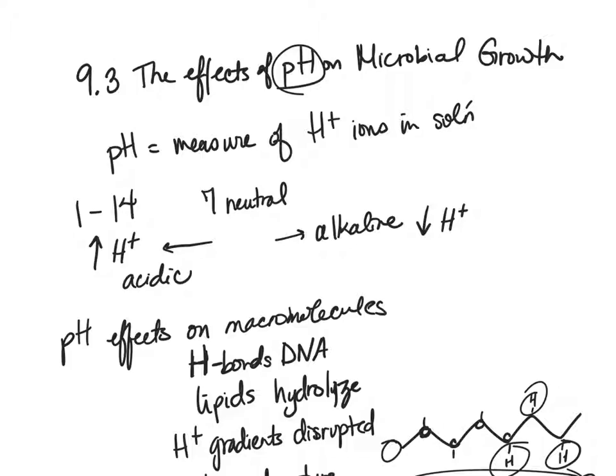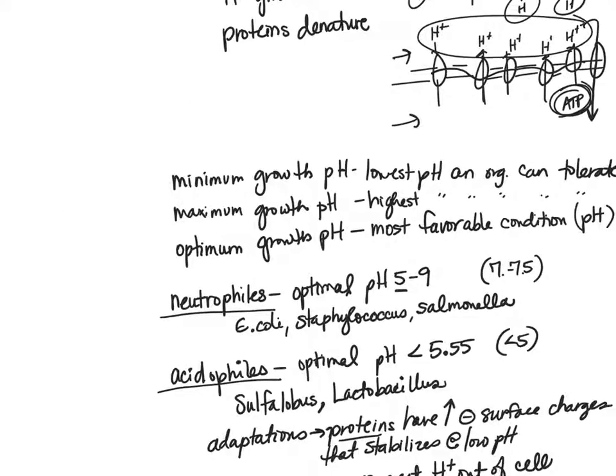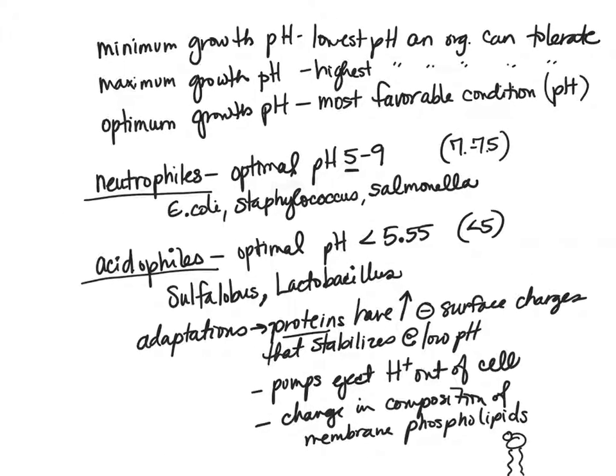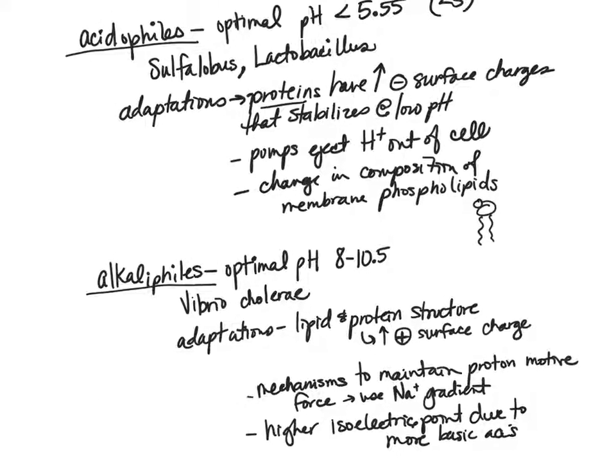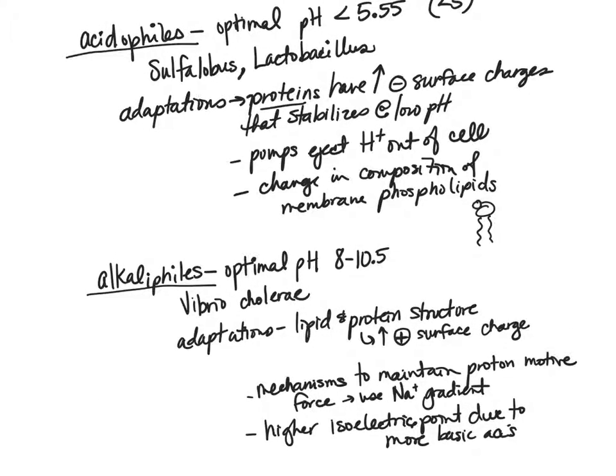So in general, we have talked a lot about the pH range, and you should be familiar with these terms: the minimum growth pH, the maximum growth pH, the optimum growth pH, and then you should understand what neutrophils, acidophiles, and alkalophiles are. But you should also know not only the ranges that we have here, but also the adaptations. So how it is that they can live in a more acidic environment, how it is that they can live in a more alkaline environment.